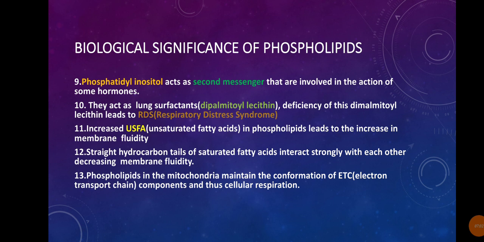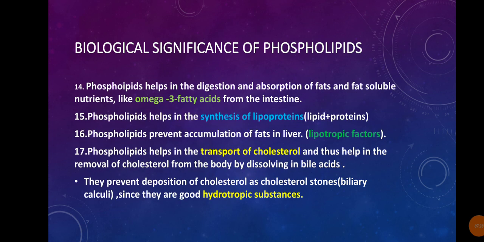They act as lung surfactants. Dipalmitoyl lecithin deficiency leads to RDS, respiratory distress syndrome. Increased unsaturated fatty acids in phospholipids lead to an increase in membrane fluidity. The straight hydrocarbon tails of saturated fatty acids interact strongly with each other, decreasing membrane fluidity. Phospholipids in the mitochondria maintain the conformation of ETC components and the cellular respiration.